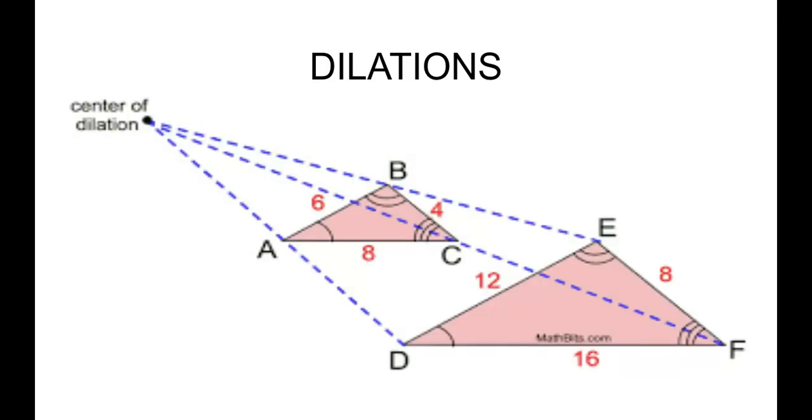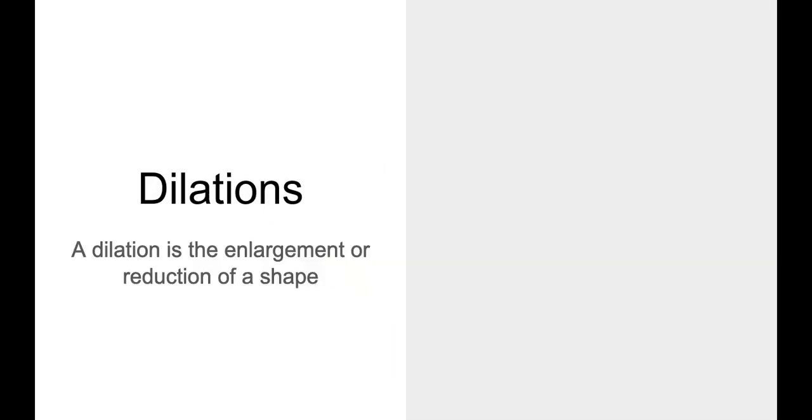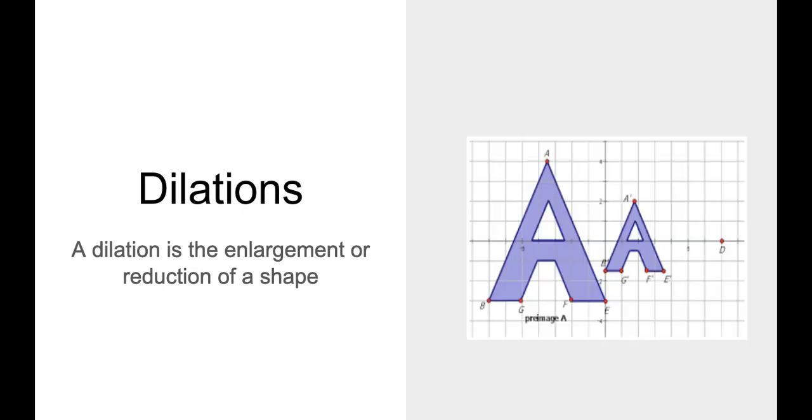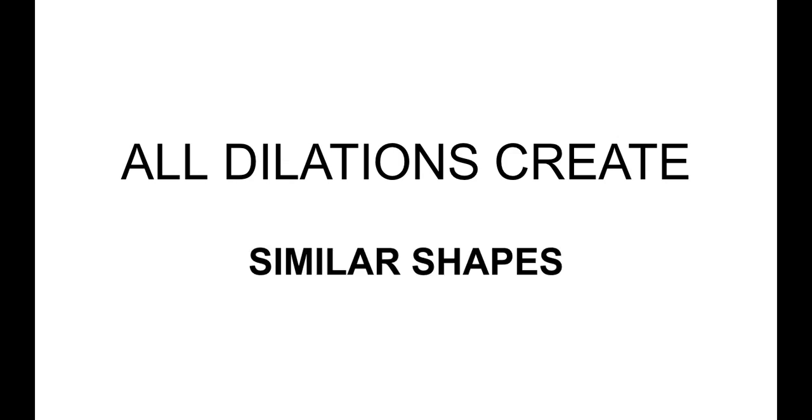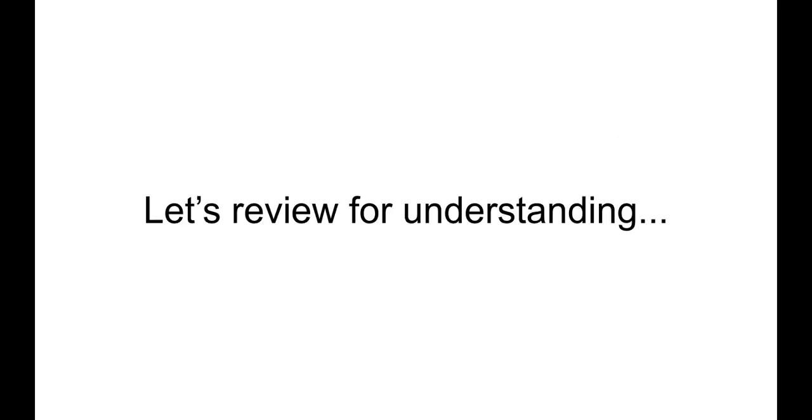Now let's look at some dilations. A dilation is the enlargement or the reduction of a shape. So we're discussing how it either gets larger or it gets smaller. And if we're looking at this example of the A, we see a big A that then reduces down to a smaller one. All dilations create similar shapes.